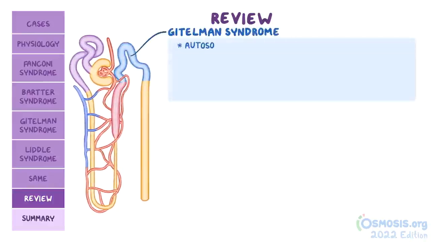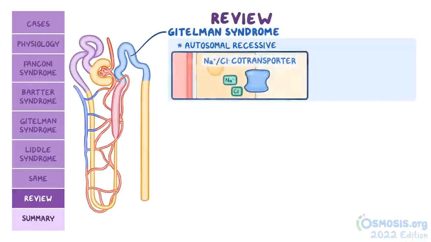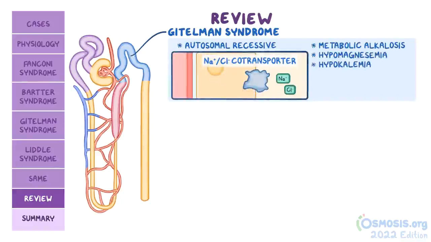Gitelman syndrome is another autosomal recessive disorder that affects reabsorption of sodium chloride in the distal convoluted tubule, leading to metabolic alkalosis, hypomagnesemia, hypokalemia, and hypocalciuria, and it presents similarly to chronic thiazide diuretic use.